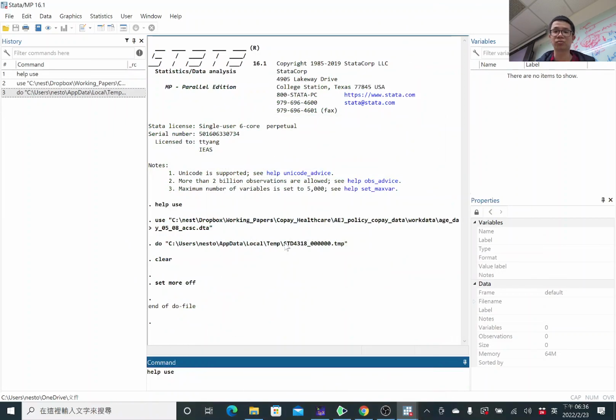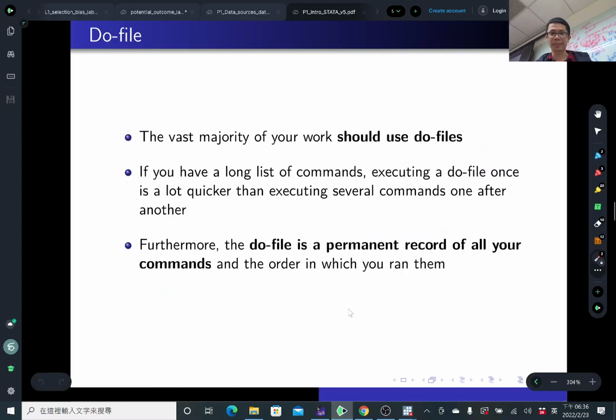And Stata will do something with the data. Originally there was some data here, right? But I said clear. Clear cleans all the data, clearing what was previously stored in the data editor. And then you can do the following things. That's a typical thing you will do in Stata.